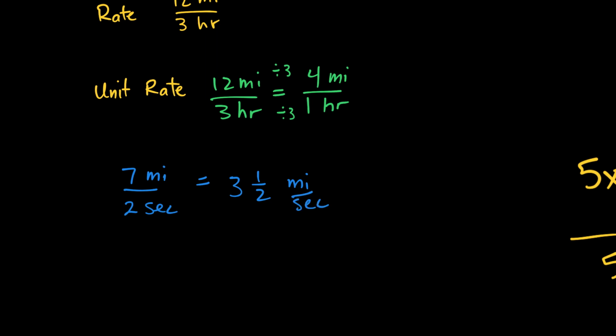This is how we usually write it. What does this mean? It means it goes 3.5 miles per 1 second. These two things right here mean the exact same thing, but we don't usually write it like this. We usually write it like this. And so that's the basics behind unit rates.